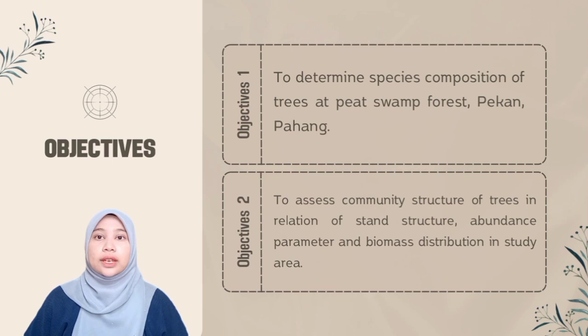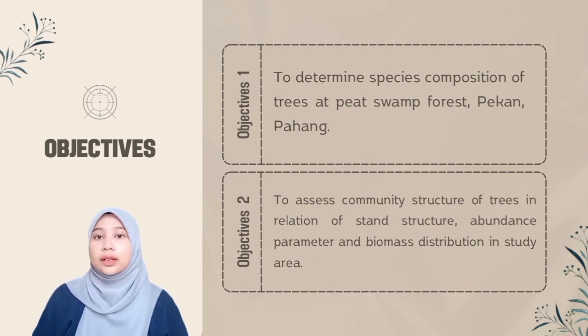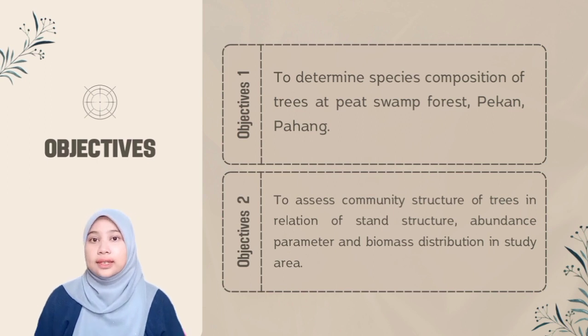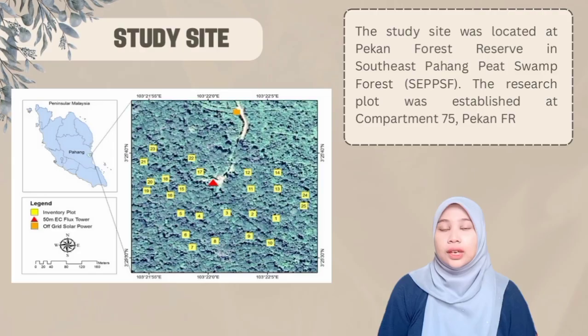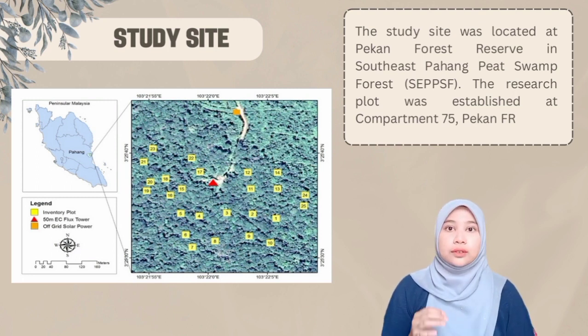The objective of the study is firstly to determine species composition of trees at Peat Swamp Forest Pekan Pahang, and second objective is to assess community structures of trees in relations of stand structure, abundance parameter, and biomass distribution in the study area. The study was carried out at Pekan Forest Reserve in Southern Pahang Peat Swamp Forest. The research plot was established at compartment 75 Pekan Forest Reserve. Topographically, the area is moderately flat with altitudes of 0 meter to 76 meter above the sea level.